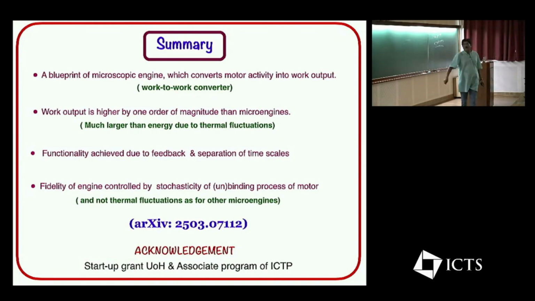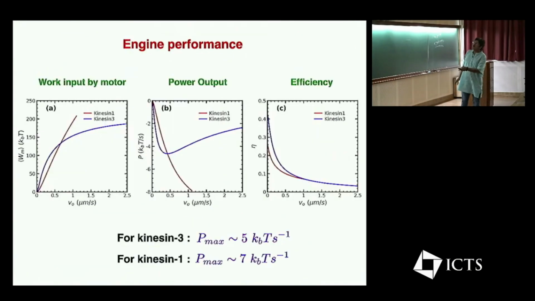On the first point, that's why I said it's a work-to-work converter. The motor is generating some power, doing some work. In fact, we had plotted the typical average work done by the motor on the system, and the system here is the bead. That's the kind of work, it will have a certain power. You have a system which is able to utilize that work input from the motor and convert it into the work output of the system. That's the answer to your first question.